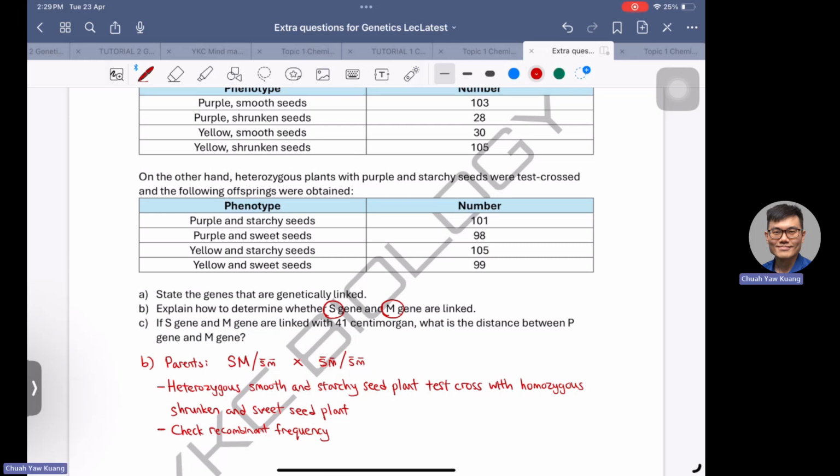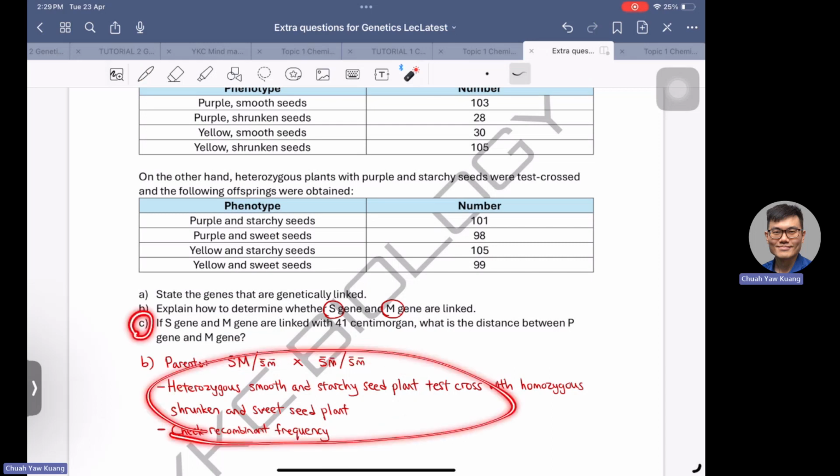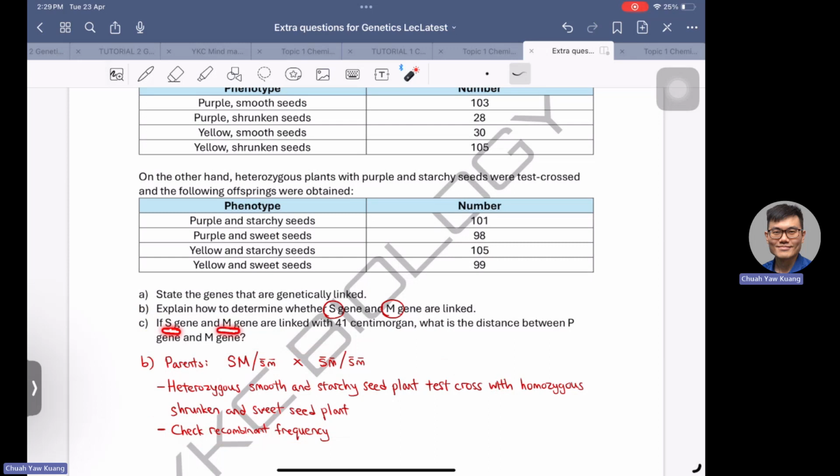So now let's say you have done this test. Question C states that if you have done this test and you find out that the S gene and M gene are linked and their distance is 41 centimorgan. Centimorgan means map unit and map unit means recombinant frequency. So they are genetically linked. They are asking what is the distance between the P gene and the M gene?